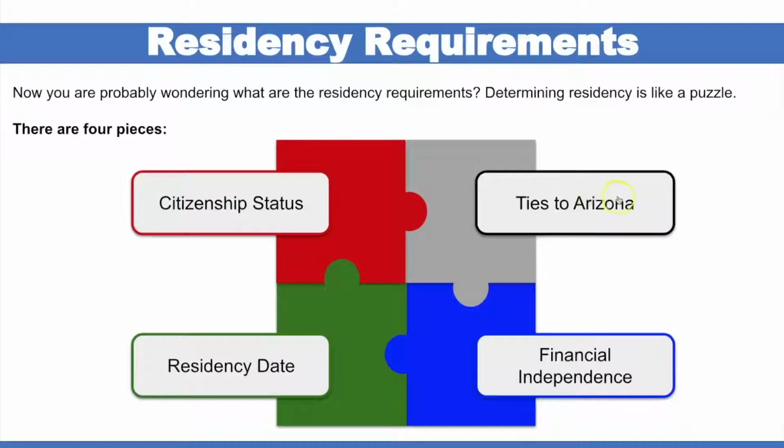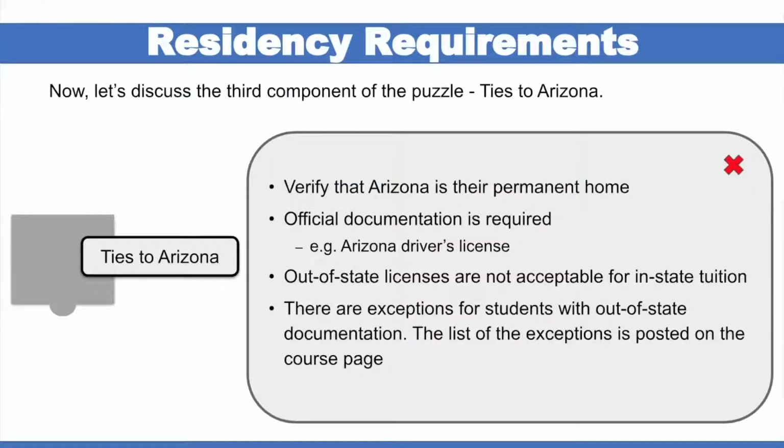Now let's discuss the third component of the puzzle, ties to Arizona. The importance of showing ties to Arizona is to prove that students have made Arizona their permanent home. Remember, students must show ties to Arizona to be considered for in-state tuition. The most common way to show this is to submit an Arizona driver's license or ID card at the time of admittance. When students submit out-of-state licenses, they are automatically classified as out-of-state for tuition purposes. There are exceptions for students with out-of-state documentation. The list of the exceptions is posted on the course page.